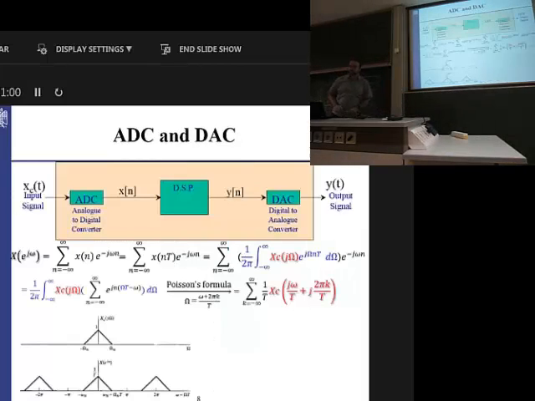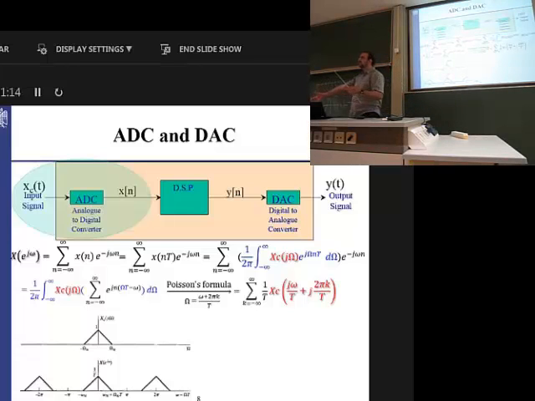But what is the relation between the sampled version and the continuous version of the signal in the frequency domain? So what is the relation between the frequency representations of these two? Is that completely the same or is there a difference?